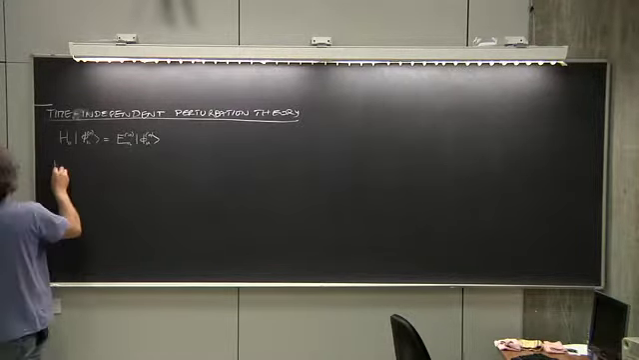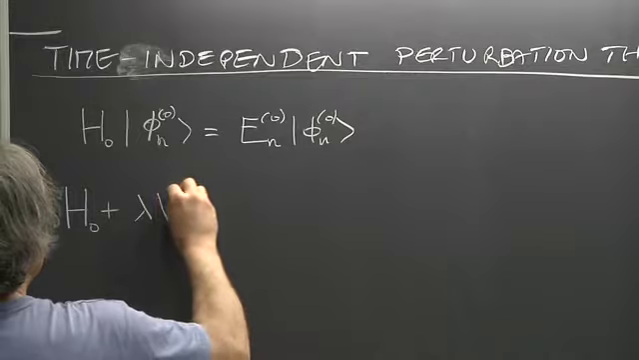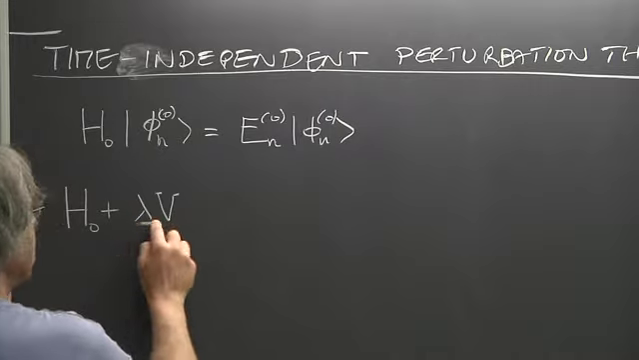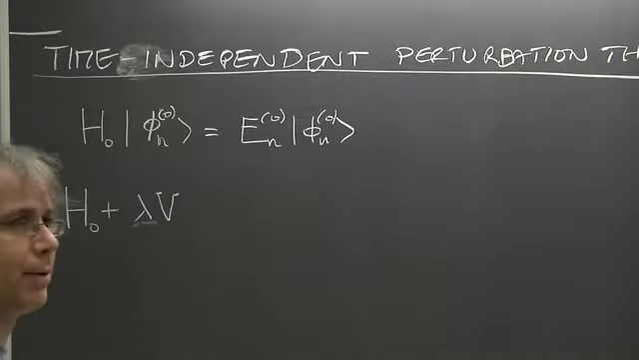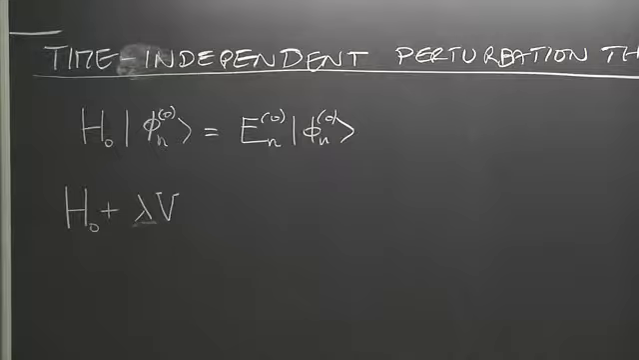Now, I give you the following problem. H0 plus some lambda V, some perturbation. So for instance, in the harmonic oscillator it could be some x cubed or some x to the 4th potential. In the hydrogen atom it could be, for instance, the spin orbit coupling term, or any other perturbation. I put a lambda in front of it because this is a parameter that I will put to 1 in the end. So it's a parameter that I can vary from 0 to 1, and it gives me the order of perturbation theory in a very simple way.